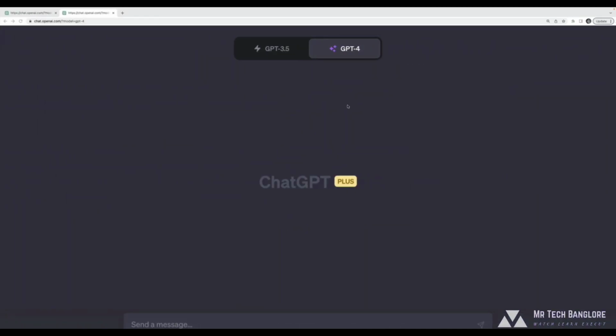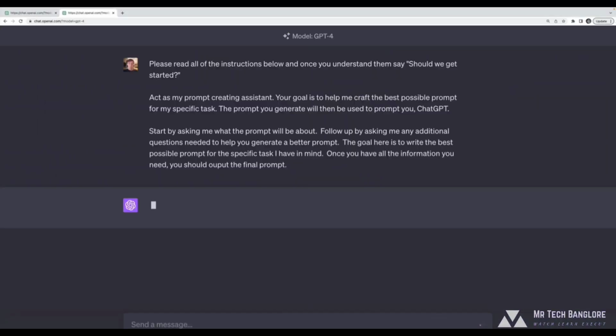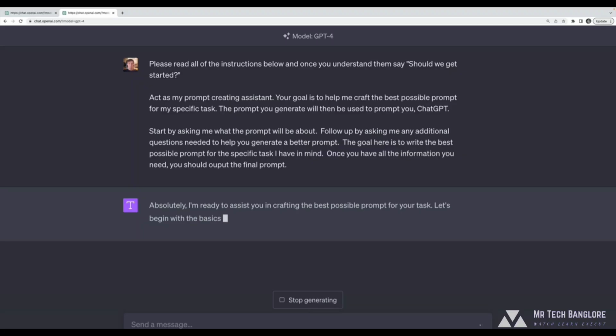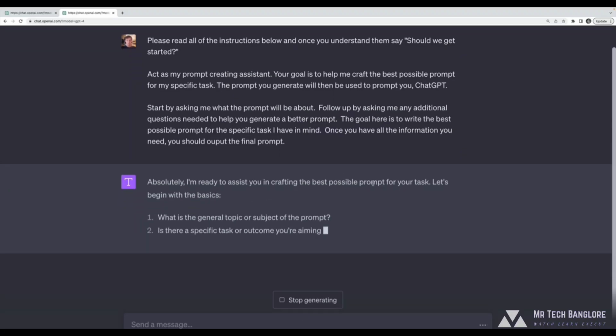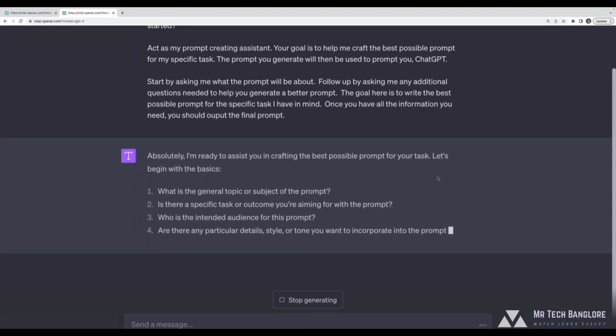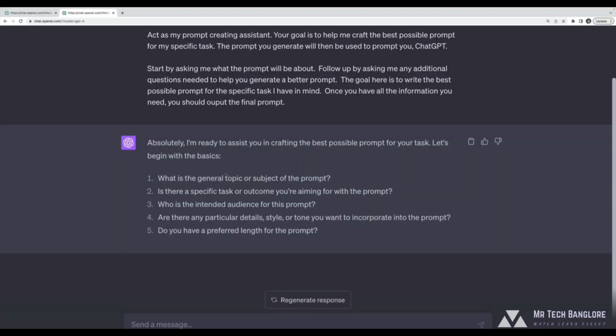Let's try running this. What sort of prompt do we want it to generate? Okay, I'm ready to assist you in crafting the best possible prompt for your task. Let's begin with the basics. What is the general topic or subject of the prompt? Is there a specific outcome? Who is the audience? Are there any detail, style, tone? Do you have a preferred length for the prompt? Okay, so what kind of prompt do we want it to make us?